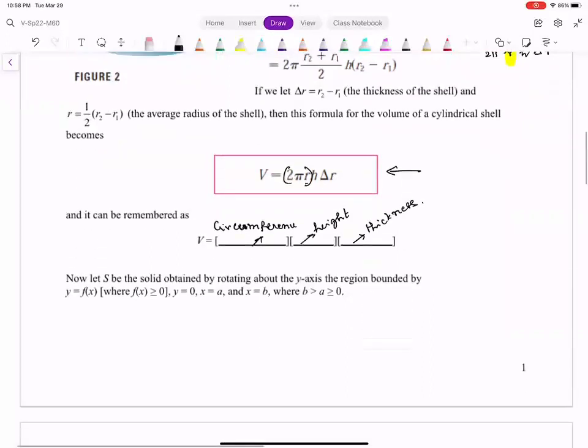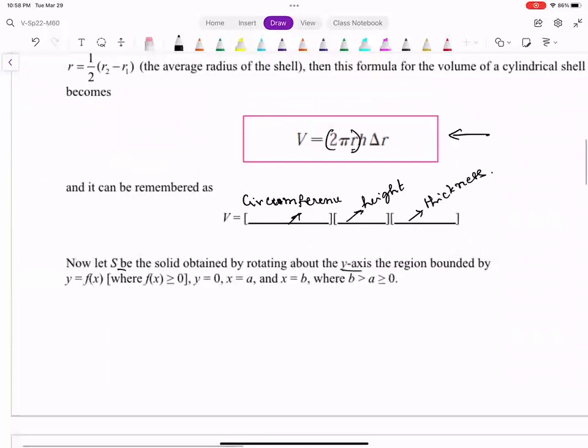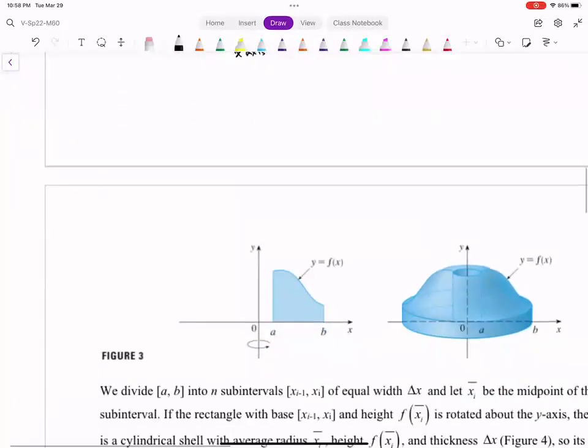So let's give a formula for now using a Riemann sum, the usual technique that we use. Let S be the solid obtained by rotating about the y-axis, in particular about the y-axis, the region bounded by the curve y equal to f of x, where f of x is more than or equal to 0, y equal to 0, which is nothing but the x-axis, and x equal to a and x equal to b, where b is more than a, which is more than or equal to 0.